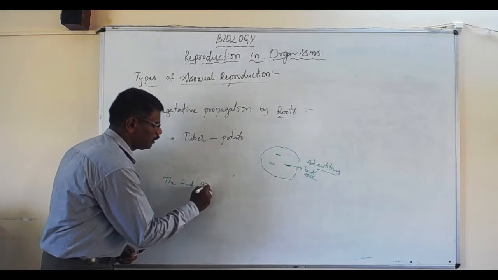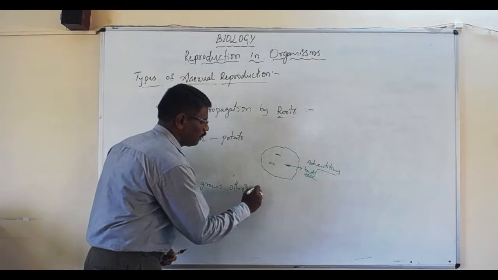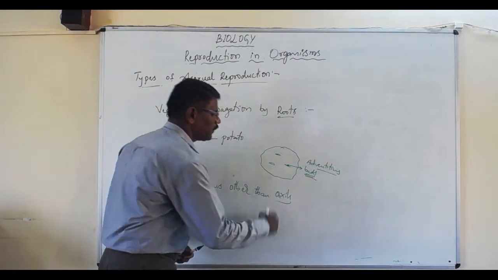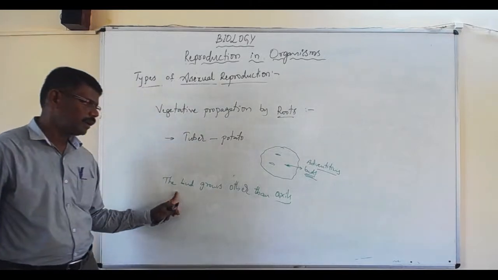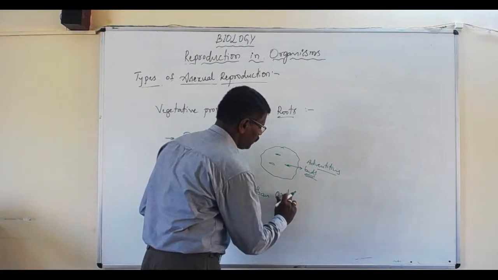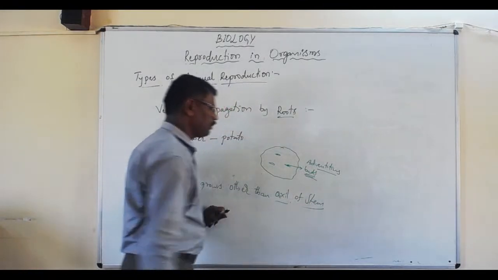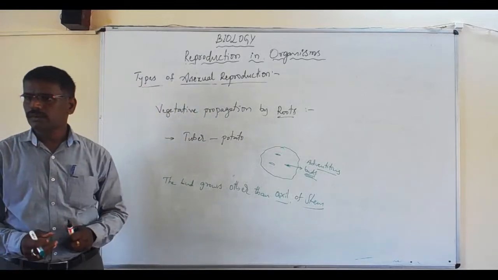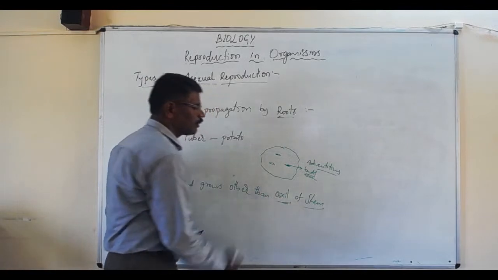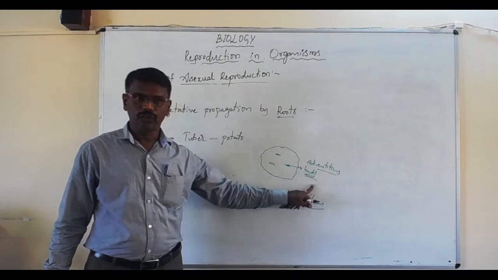The bud that grows other than at the axil of the stem, that bud we call an adventitious bud.